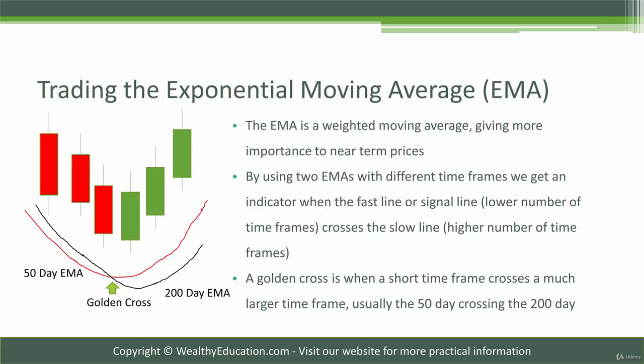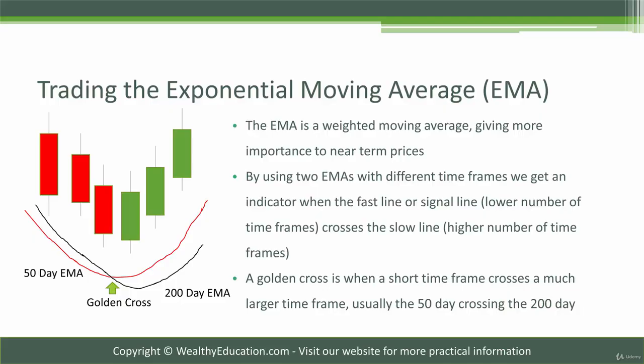The way we use the exponential moving average is we take two moving averages, one a fast or signal line, and one a slow line. The fast or signal line has a low number of time frames, and the slower line has a higher number of time frames. Let's say we take a 20-day and a 50-day exponential moving average. The 20-day is going to be faster than the 50-day. So our 20-day is our signal line, and it will cross above and below the 50-day, and that will give us our buy or sell signals.